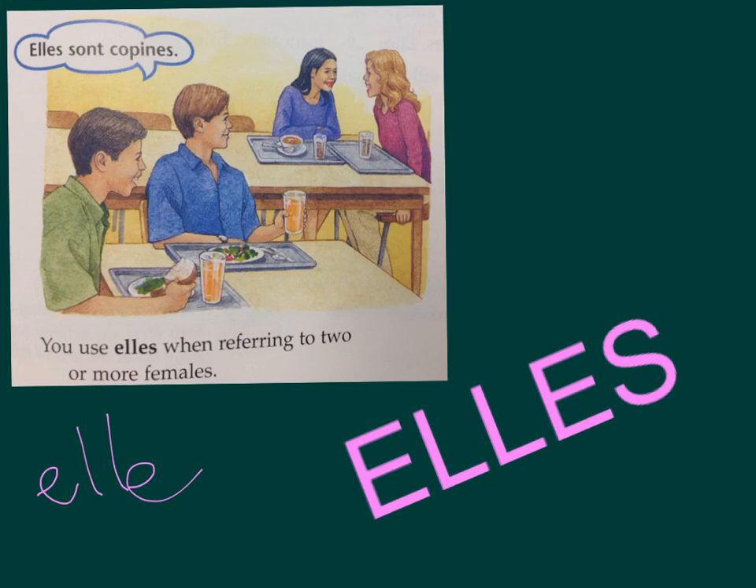But if you have 20 girls that you're talking about and there's one guy in that group, you're going to use ils, I-L-S. Okay? So here they're talking about these two girls and they're saying elles sont copines. They're friends. Elles sont copines.